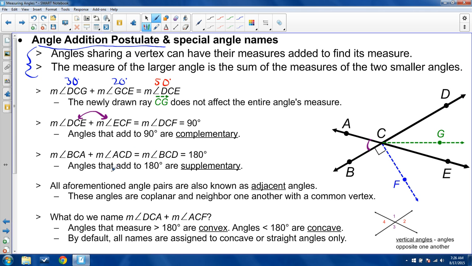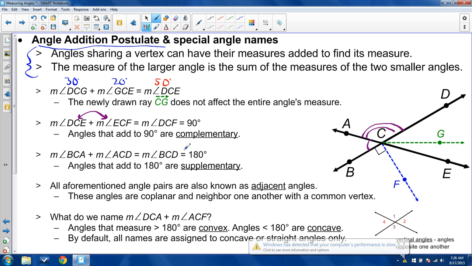BCA, plus the measure of angle ACD right there. As you saw before, this was what angle W was before. It was that full 180, the measure of angle BCD. Okay, we know it's 180, but using the angle addition postulate, you can see that that forms angle BCD, 180.